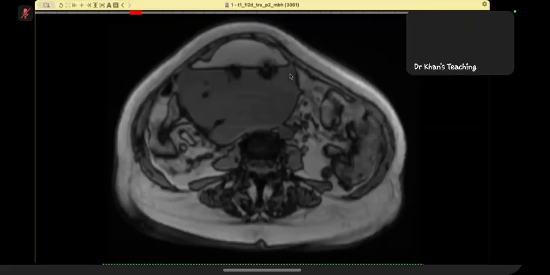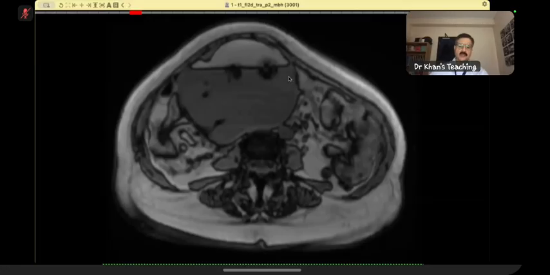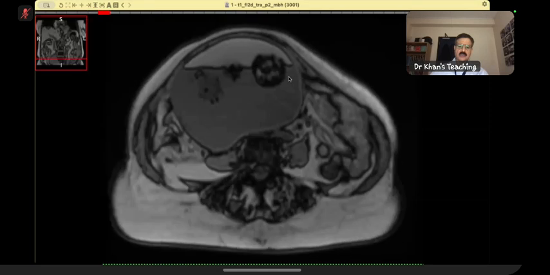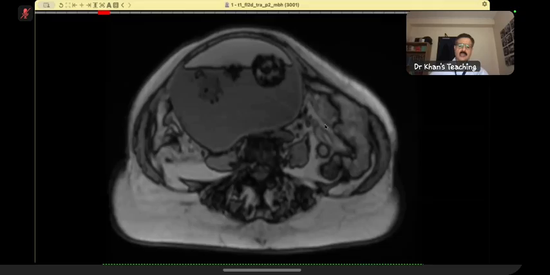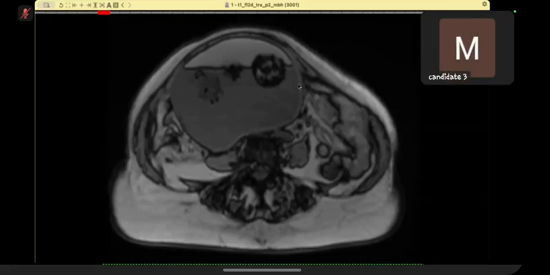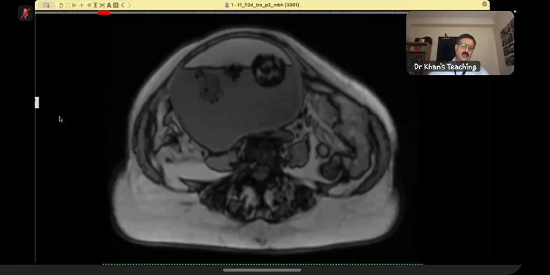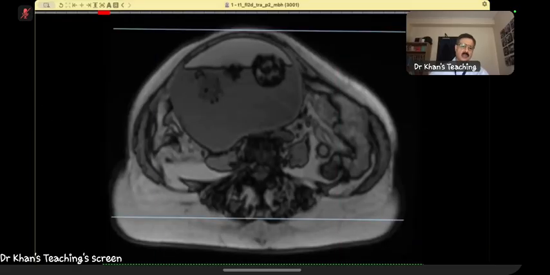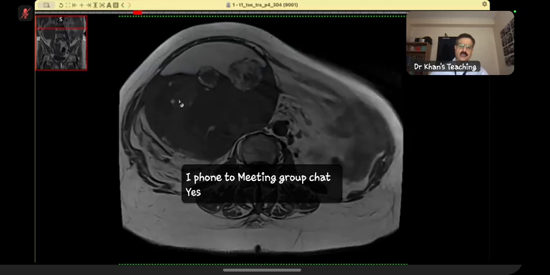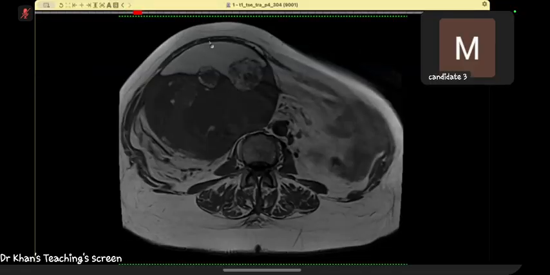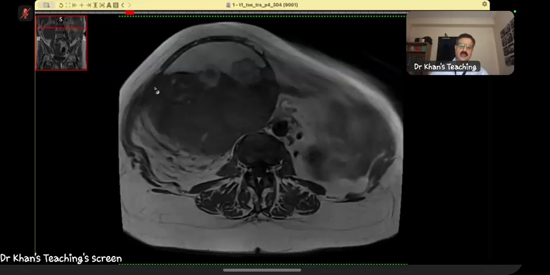Why isn't it causing suppression here? Which kind of sequence is this? So it's T1 out of phase. So this portion here, what is the behavior of this versus this? Sir, I can't see your cursor. Okay, so my point is, this is a T1 weighted sequence without fat saturation. Now just look at the signal intensities of this mass.